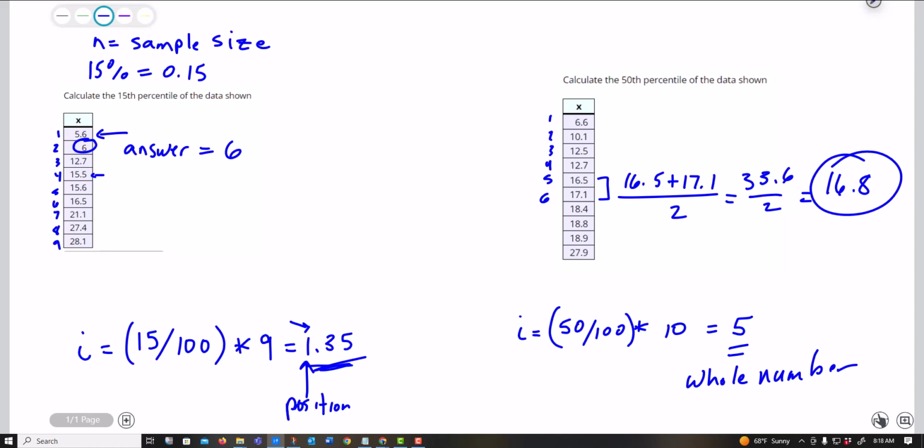So just remember, decimal: you go to that position and the next one is the answer. This was not a decimal, this was a whole number, so you take this position, or sample number, and the next one, and you average those two values.